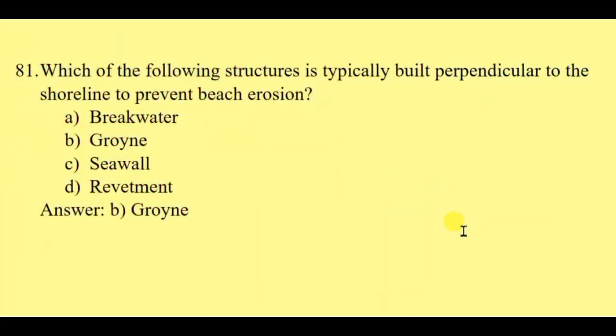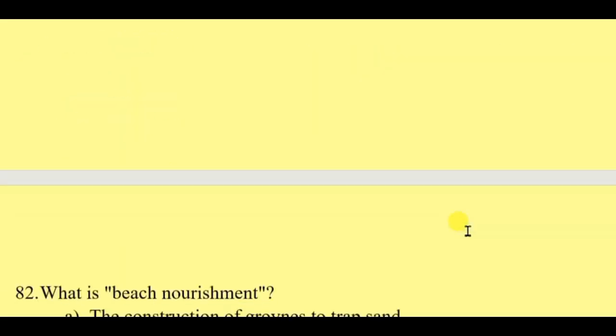Question 81. Which of the following structures is typically built perpendicular to the shoreline to prevent beach erosion? Breakwater, groyne, sea wall, revetment. Here the correct answer will be groyne.